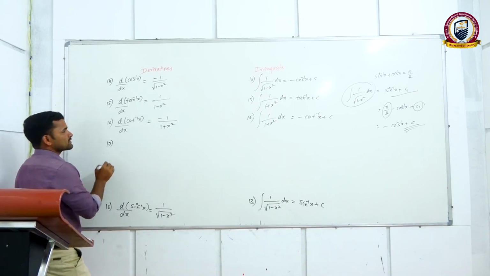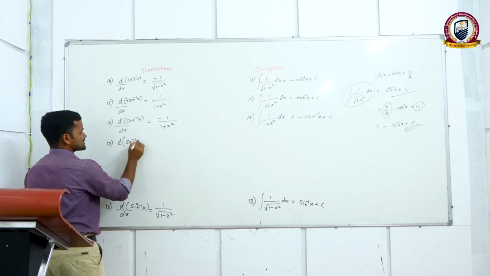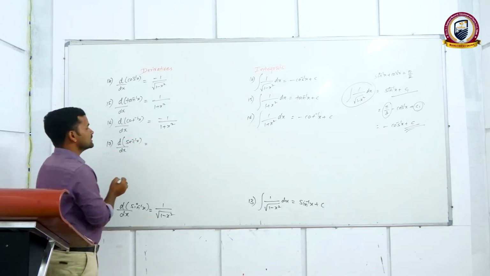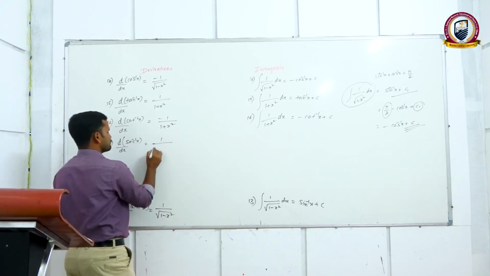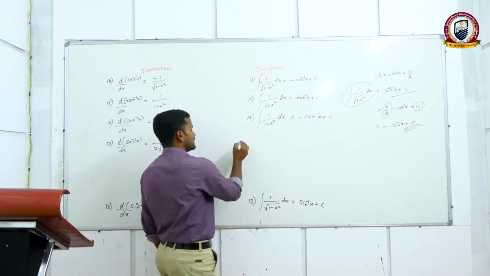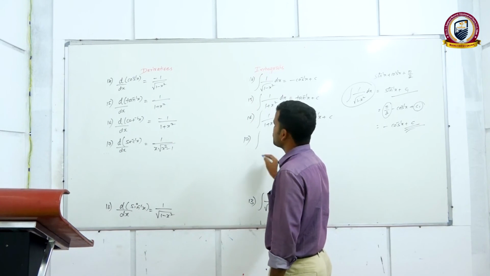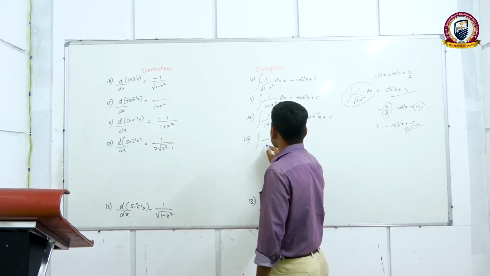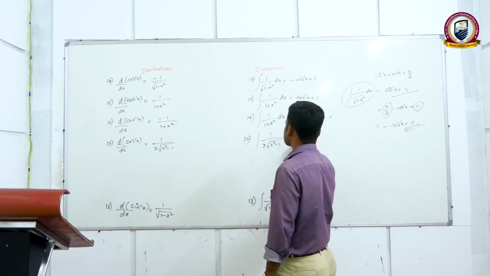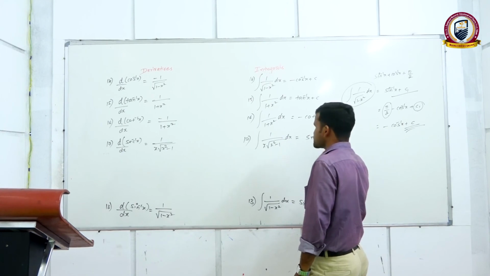Formula number 17 we are going to derive, that is differentiation of secant inverse of x with respect to x. What is the differentiation of secant inverse of x? We have the formula as 1 by x into square root of x square minus 1. Now, formula number 17, that is the integral formula, integration of 1 by x into square root of x square minus 1 with respect to x is equal to secant inverse of x plus c.